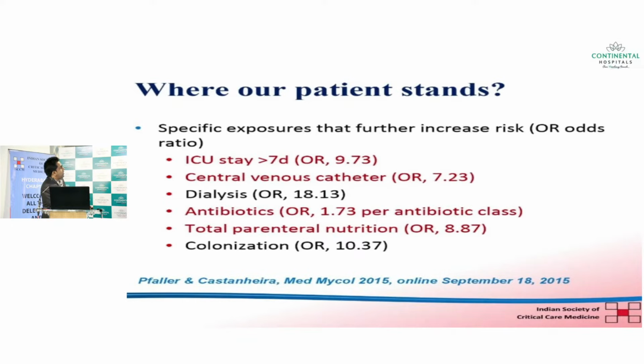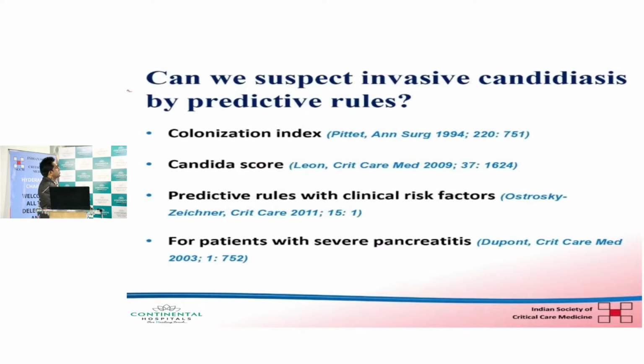So where does our patient stand? Our patient has an ICU stay of 7 days, a CVC is in place, antibiotics started, and PPN started. So can we suspect invasive candidiasis in our patient?